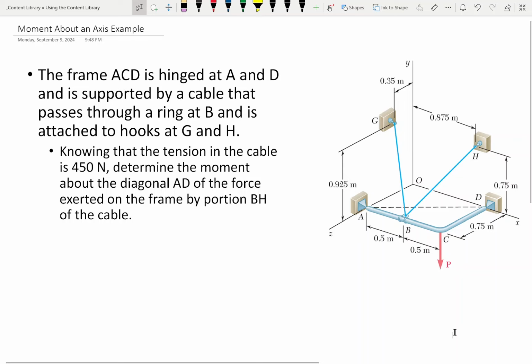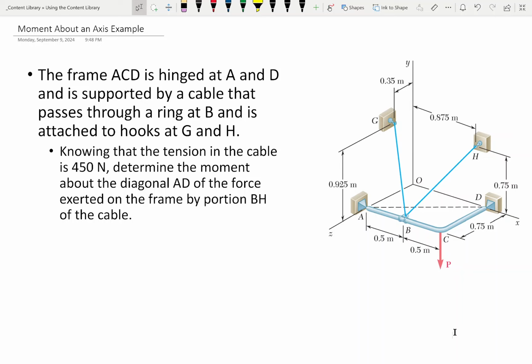So I've got a frame that is hinged here. It's got a hinge here at B, and there's a cable going like that. This is the frame. There's a load here, and I've got a tensile force in this cable. So think about what's going on. There's a load here, and it's generating a tension in this cable. Now I know that the tensile force is 450 newtons.